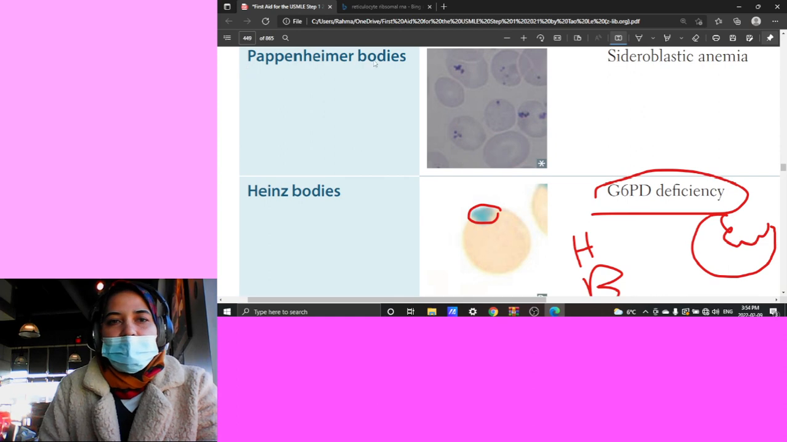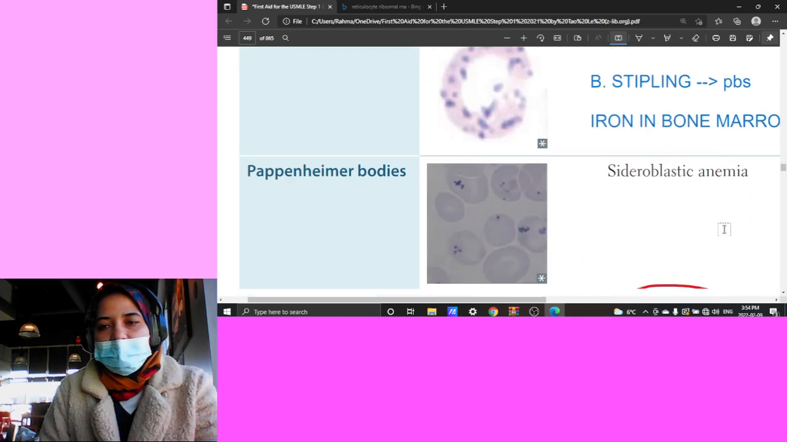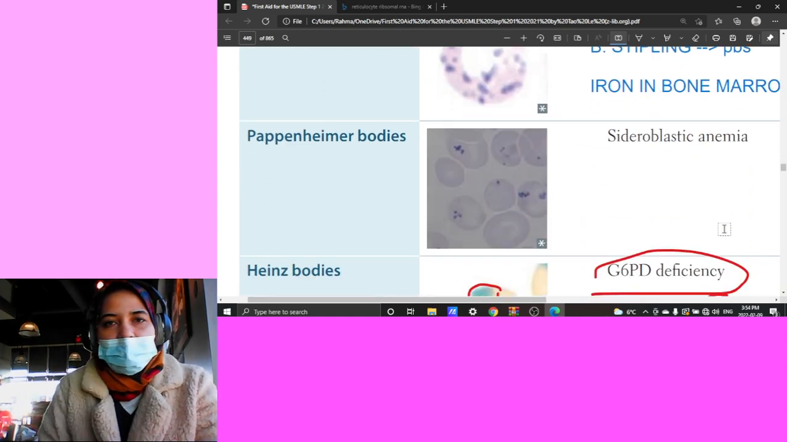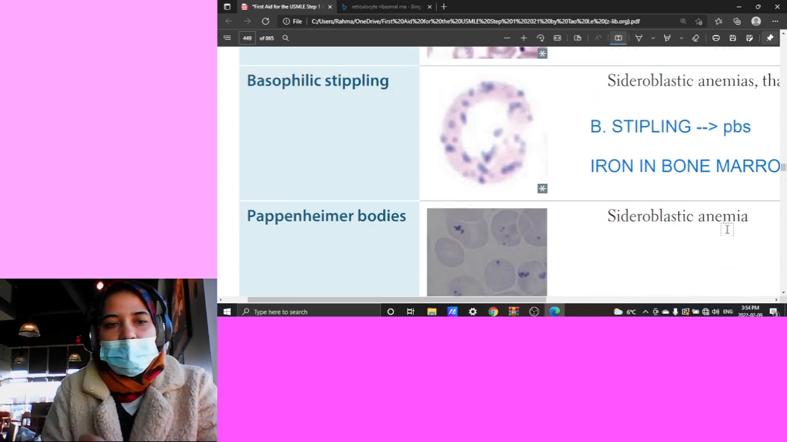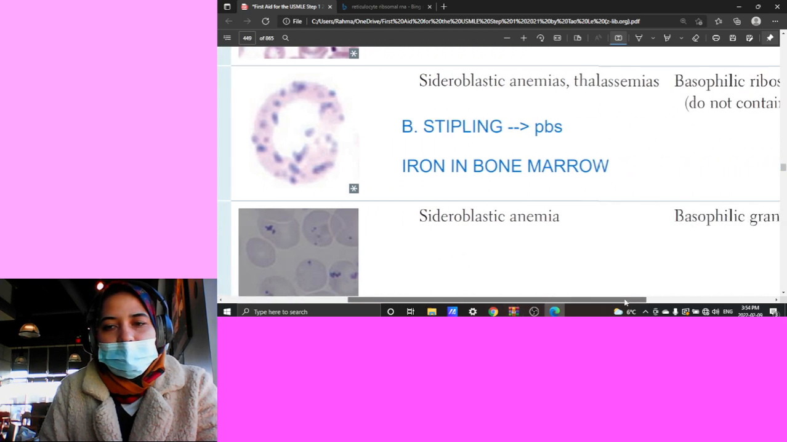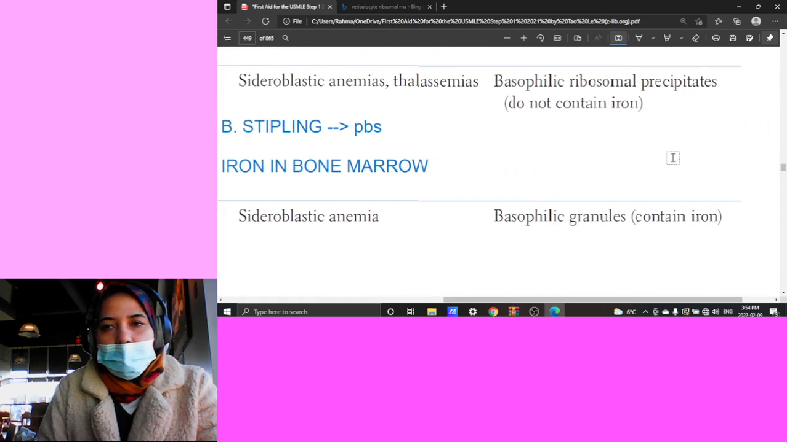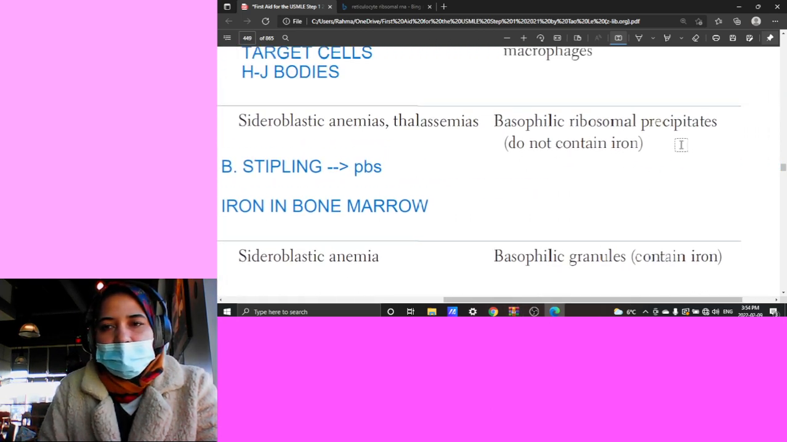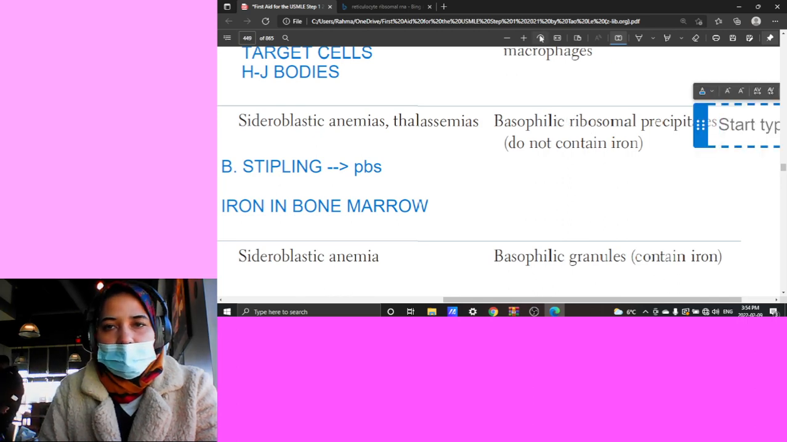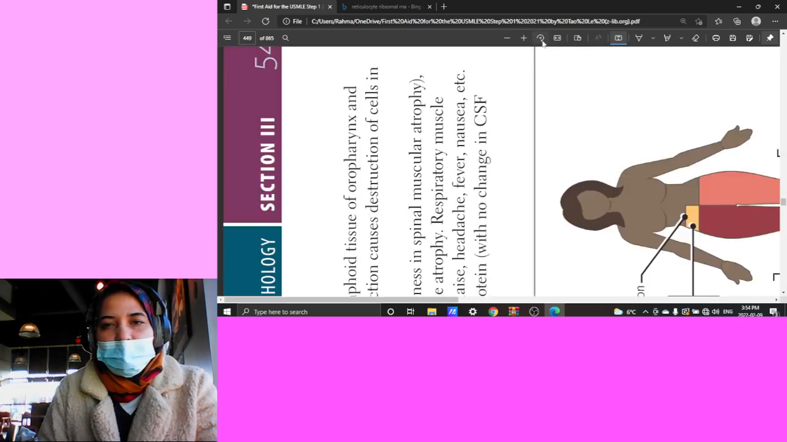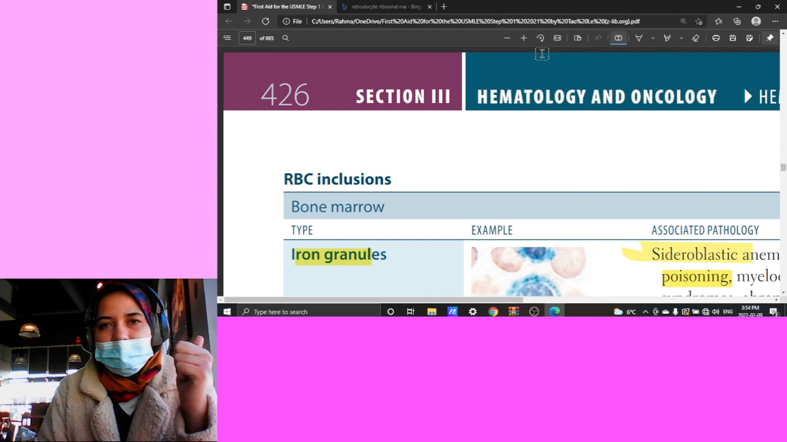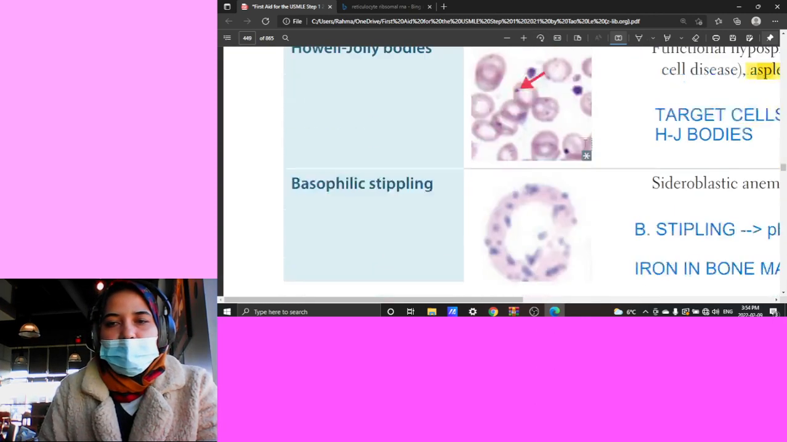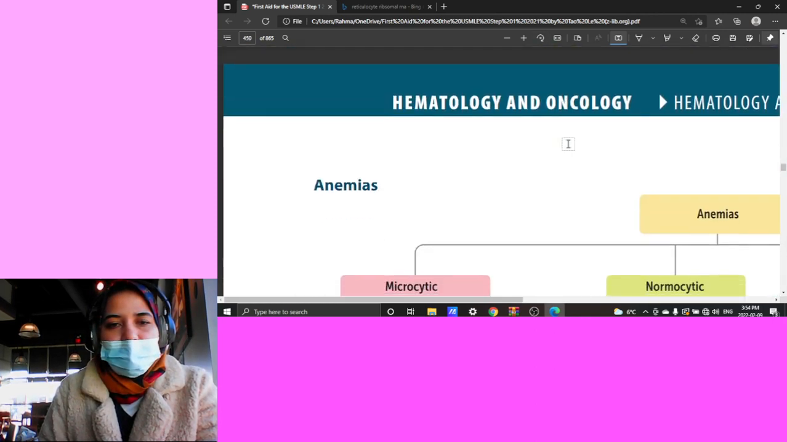Next, you have these Pappenheimer bodies, again also found in sideroblastic anemia. So we have three things: two things in the peripheral blood smear, you're going to have basophilic stippling and the Pappenheimer bodies, and then you're going to have the bone marrow that shows increased iron. And the basophilic stippling is due to ribosomal remnants. Remember, anything you see that is blue is going to be ribosomal. Don't forget that reticulocytes also have remnants of ribosomal RNA.